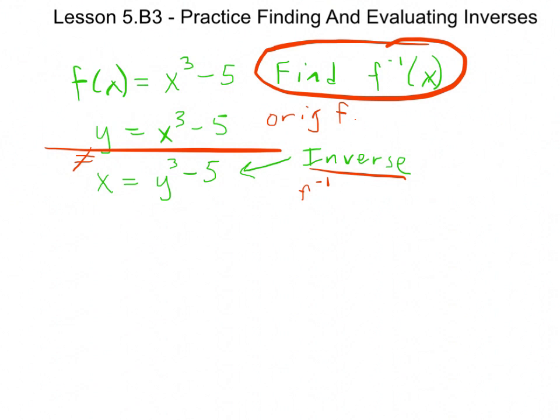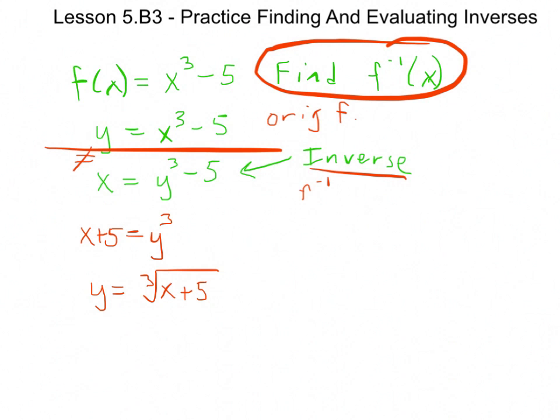So at this point in the problem, I actually kind of like the idea of sticking with a different color. I now need to solve for this y. I'm going to do that by moving the 5 over. This is x plus 5 equals y cubed. And then my last step in solving for y is getting y equals the cube root of x plus 5.